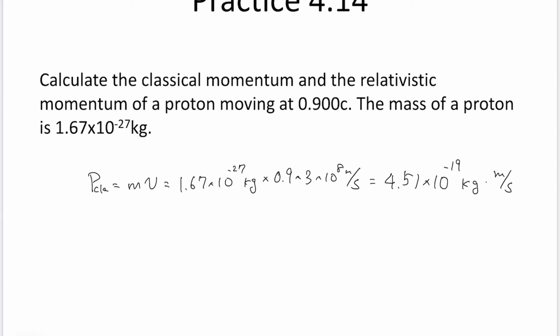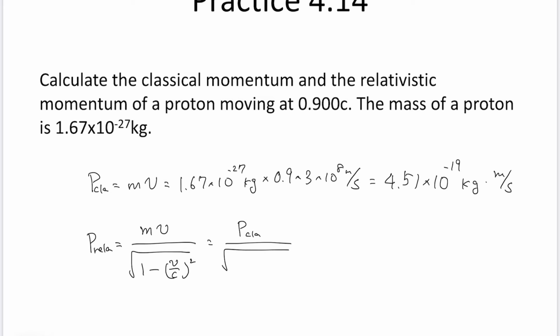This is the classical momentum. And the relativistic momentum is mv over the square root of 1 minus v over c squared. So p classical over the square root of 1 minus 0.9 squared. Then you can calculate 1.03 times 10 to the minus 18 kilogram meters per second.